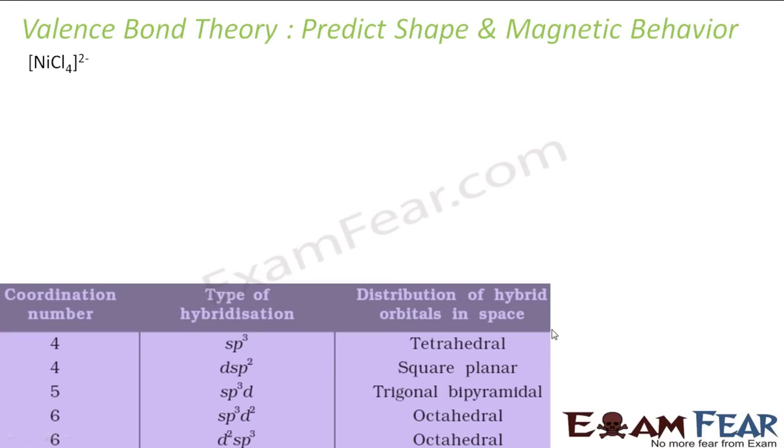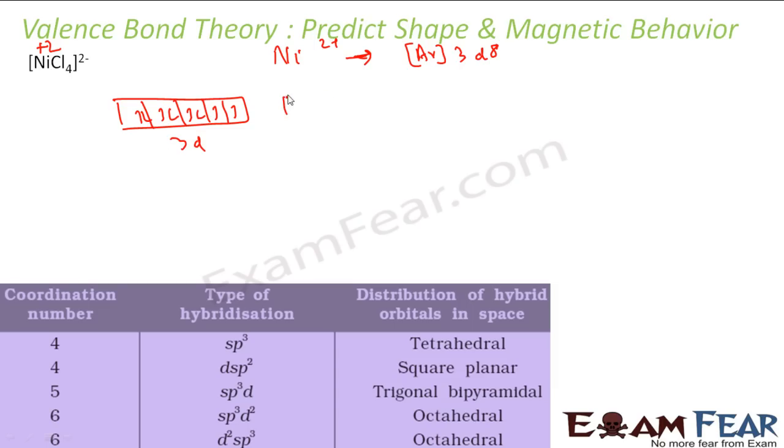So let us look at NiCl4 2-. Let's try to draw the structure. The oxidation state of nickel is +2 here, and Ni2+ has the electronic configuration argon 3d8. So let's draw 3d: 1, 2, 3, 4, 5, 6, 7, 8. This is how it is. Then we have 4s, 4p, and 4d.